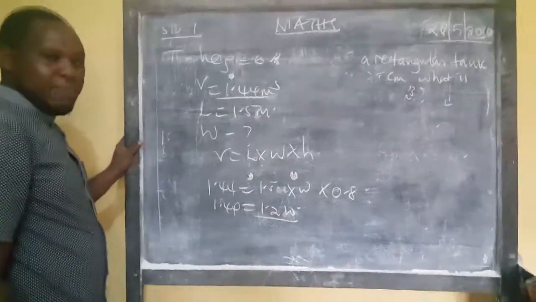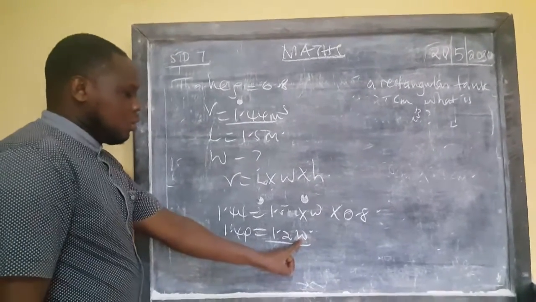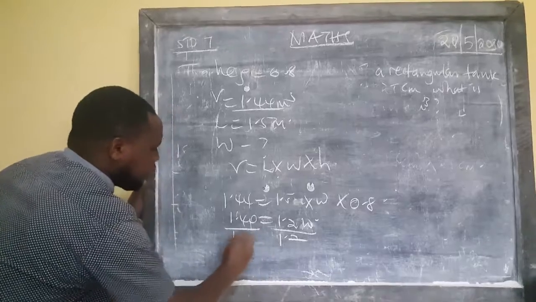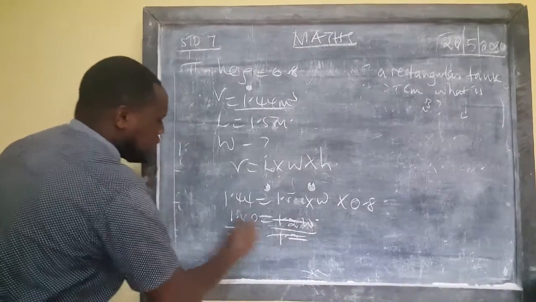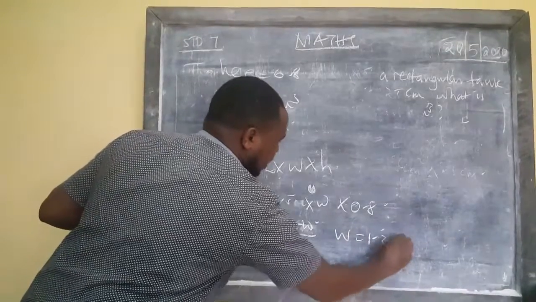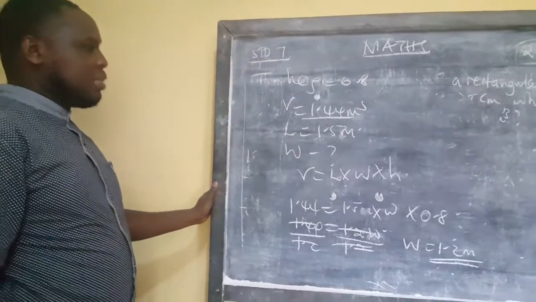Coefficient is the number that appears before W. So the coefficient of W is 1.2. We divide both sides by 1.2. If you divide this well, we are going to get our width is equal to 1.2 meters. So our width is going to be 1.2 meters.